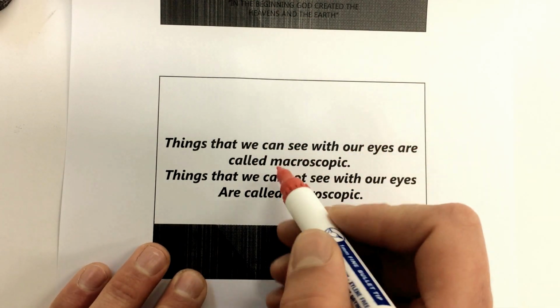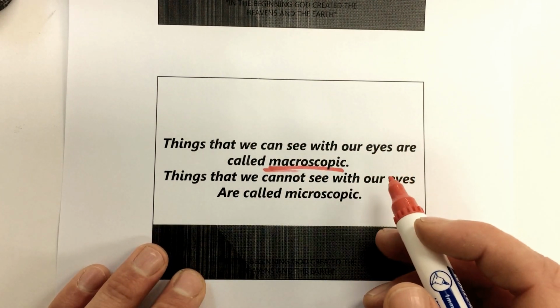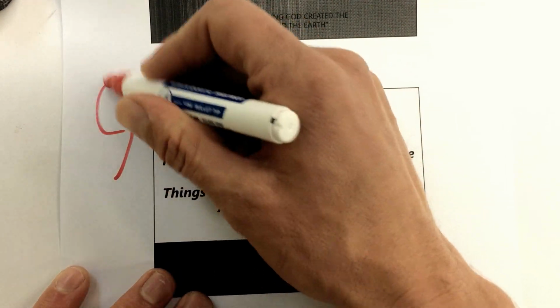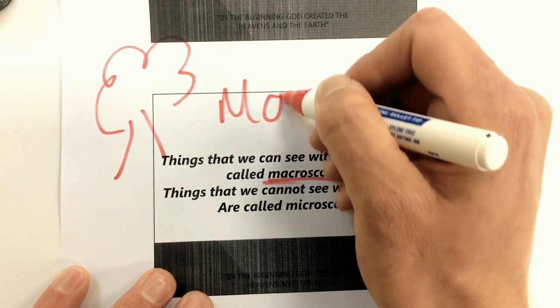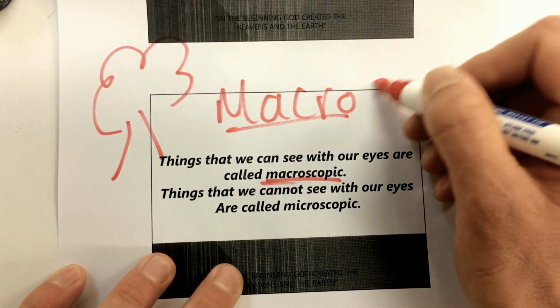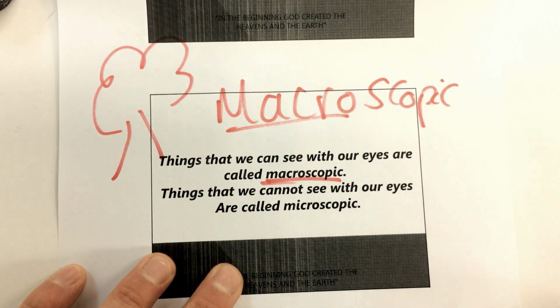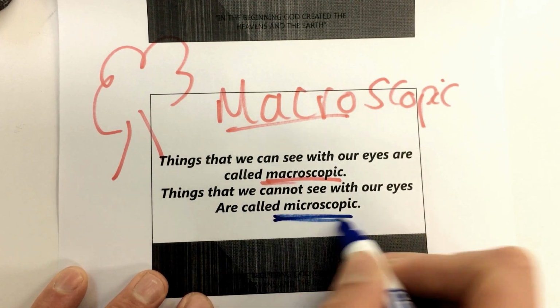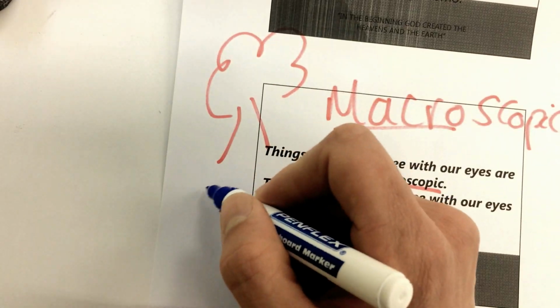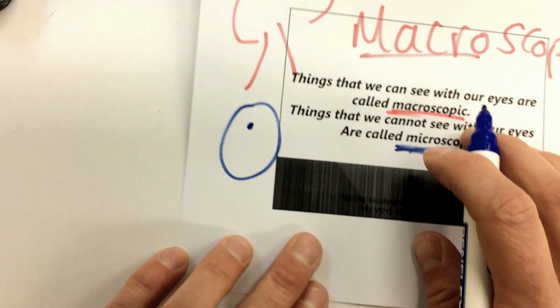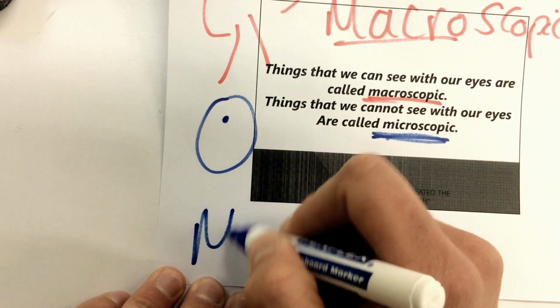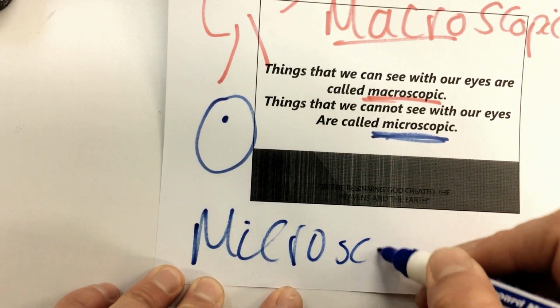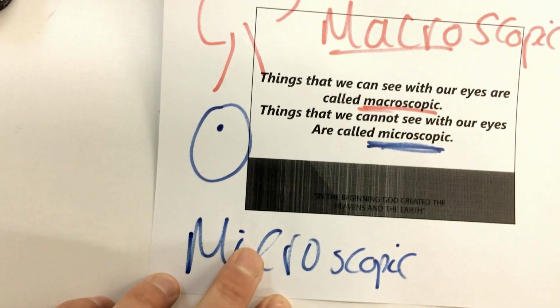Things that we can observe with our eyes are called macroscopic. So we view a tree, and that is called macroscopic. But things that we cannot see with our eyes are called microscopic, such as the cell. I mentioned cytology is the study of cells. Microscopic, which is why we use a microscope in science.